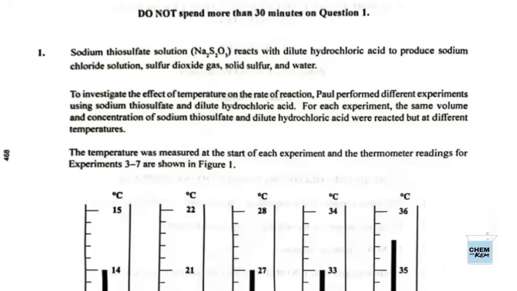Sodium thiosulfate solution reacts with dilute hydrochloric acid to produce sodium chloride solution, sulfur dioxide gas, solid sulfur, and water. To investigate the effect of temperature on the rate of reaction, Paul performed different experiments using sodium thiosulfate and dilute hydrochloric acid. For each experiment, the same volume and concentration of sodium thiosulfate and dilute hydrochloric acid were reacted, but at different temperatures. The temperature was measured at the start of each experiment, and the thermometer readings for experiments 3 to 7 are shown in Figure 1.